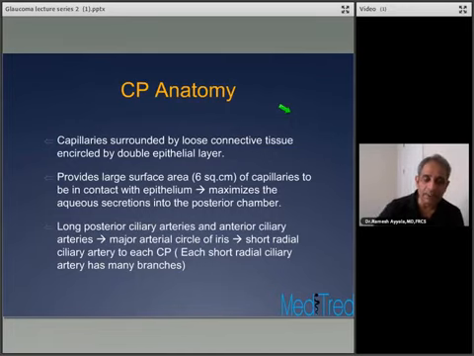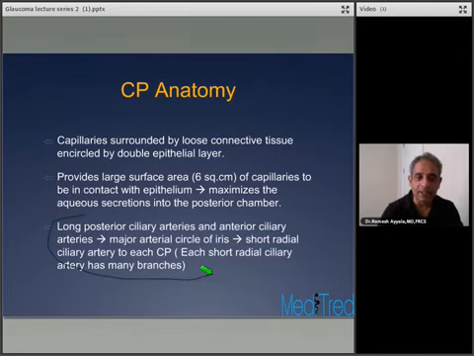It is made up of a central capillary system. Where do you get these capillaries from? Like I mentioned in the previous slides, the long posterior ciliary arteries and the anterior ciliary arteries come together to contribute to the major arterial circle of the iris. From the major arterial circle of the iris, you get the short radial ciliary artery, which branches off into multiple capillaries, and these capillaries form the ciliary process.